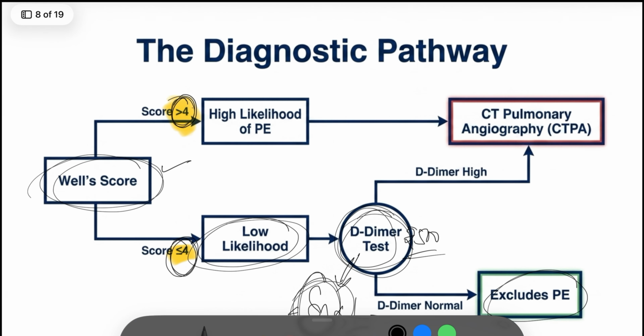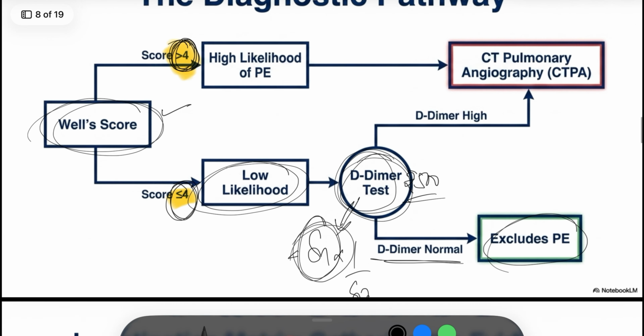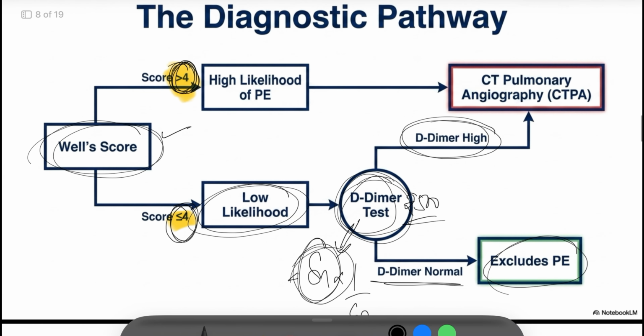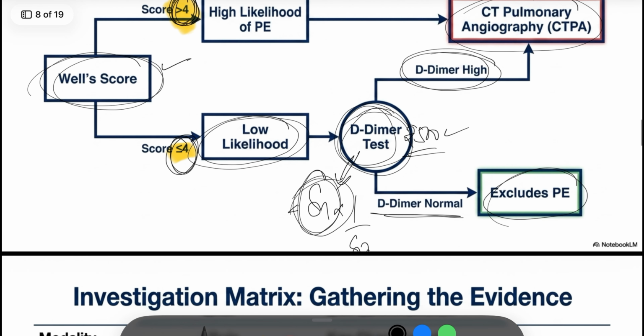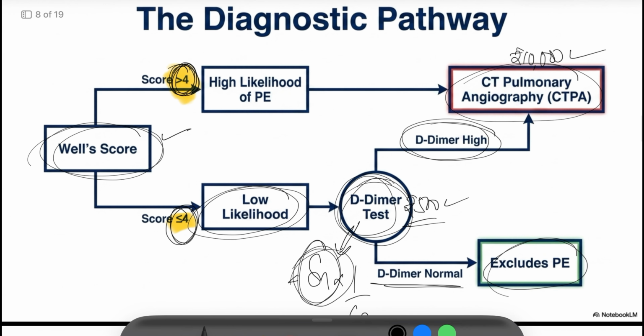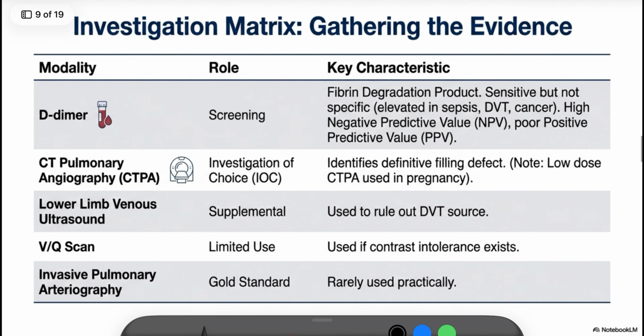Then if the Wells score is more than 4 or D-dimer is positive, you have to go for a 10,000 rupees test, that is CT pulmonary angiography. So this is 500 and this is 10,000, and the patient's burden will vary a lot. So you have to be very careful before writing any investigation in such a condition. Let's learn it briefly, because it is important, so that you don't forget anything.